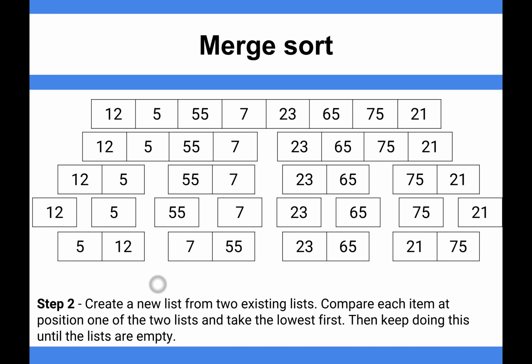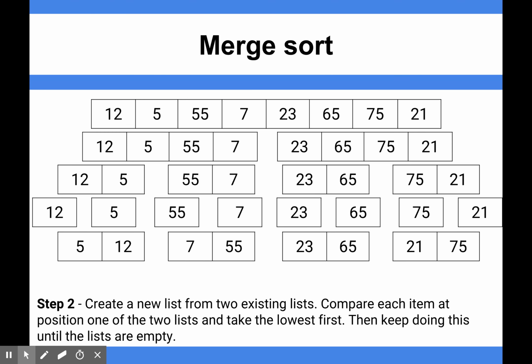So then down here, we're going to now make lists of four, where I look at the first item of each list, so 5 and 7, and I'll put a 5 in this new list. And then look at the first item in each list, which will be 12 and 7, and then I'll put 7 in. And then look at 12 and 55, and I'll put 12 in. And then look at 55, and I'll put 55 in.